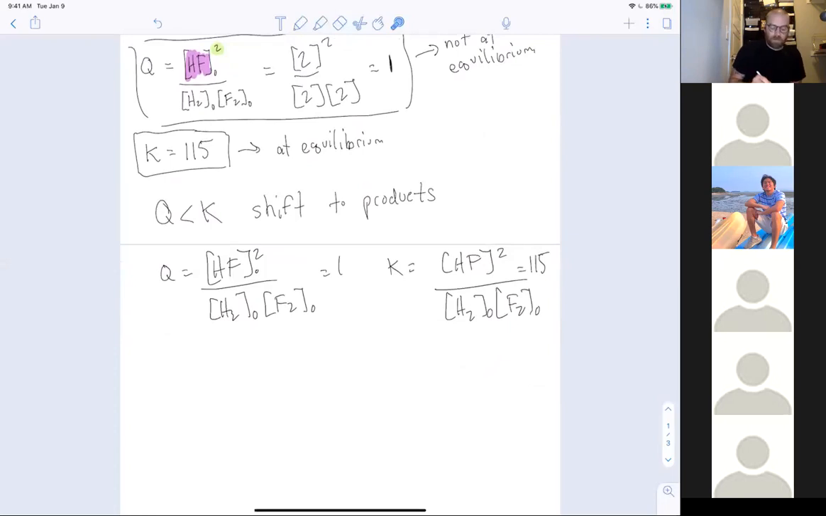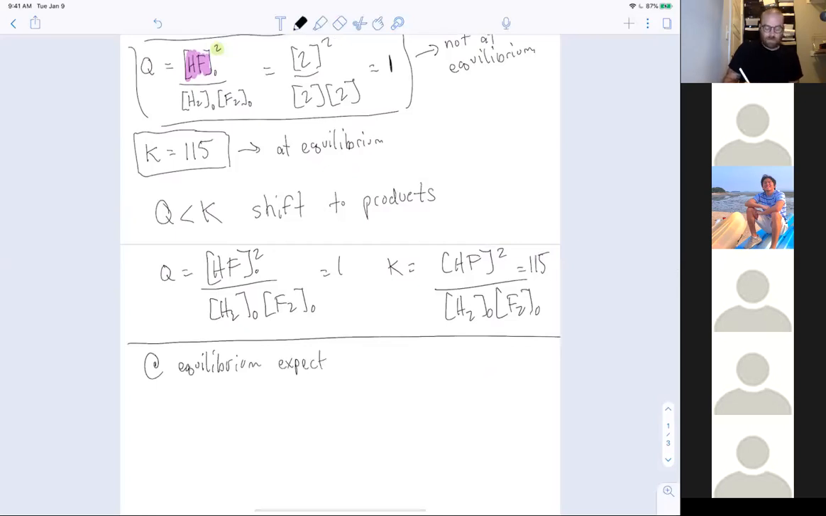Okay, but this is useful information. So now we know that at equilibrium, the expectation is HF will increase and H2 and F2 will decrease.